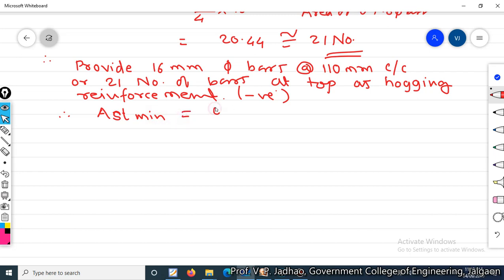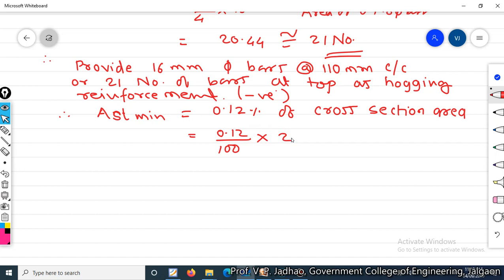Now AST minimum. As we know, we provide 0.12% of cross section area. So that is equal to 0.12 divided by 100, multiplied by area, 2400, that is B, multiplied by depth of our footing. Total depth was 1100. Since capital D is equal to 1100, this AST minimum comes out to be 3168 mm square.